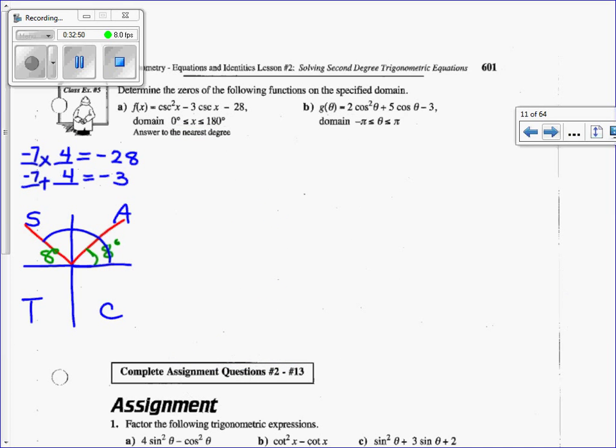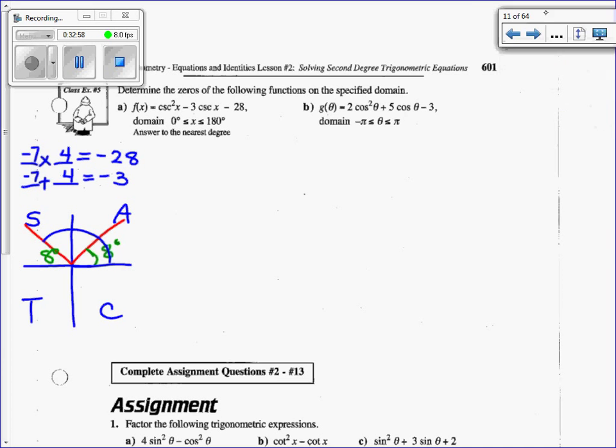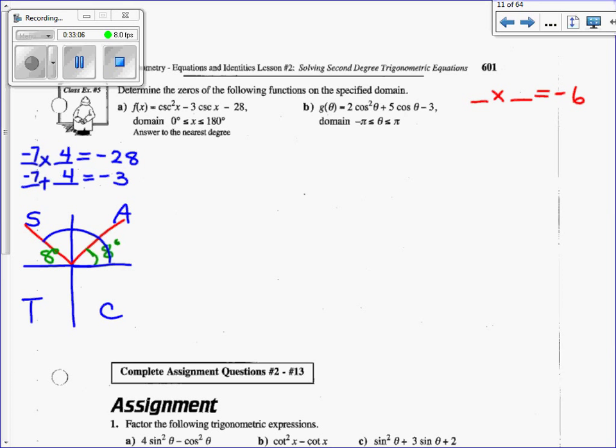The last one I've got is 2 cos squared theta plus 5 cos theta minus 3. So again, I'm just going to factor that. I'm looking for two numbers that when I multiply them give me negative 6. I have to use the method of decomposition because I have a 2 as a coefficient in front of my x squared, don't I? Then I need two numbers that when added together give me positive 5. So I'm looking for negative 1 times positive 6 is negative 6, and negative 1 plus 6 is positive 5.